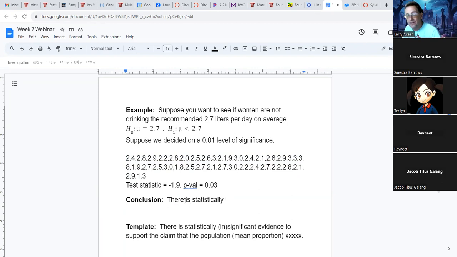Significant or insignificant? Here's a hint. This is greater than 0.01. That was our level of significance. So if the p-value is greater than the level of significance, it's statistically insignificant. Is that clear?